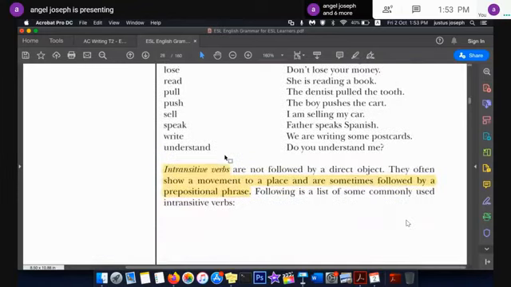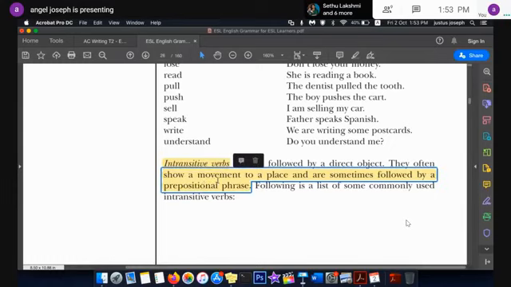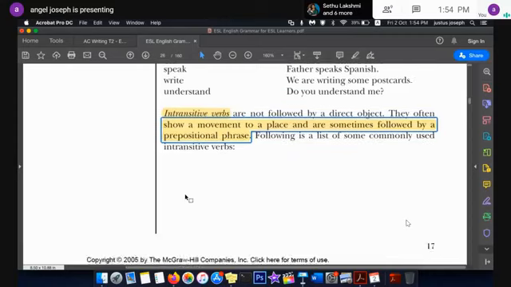Now, the next thing is intransitive verbs. Transitive verbs had a direct object. Intransitive verbs, as logic states, will not have a direct object. Rather, an intransitive verb is something that shows what? A movement. Verbs which generally show any kind of movement to a place, or most of the time have a preposition or a prepositional phrase after them, are called intransitive verbs. That is how you will understand that a verb is used as an intransitive verb.